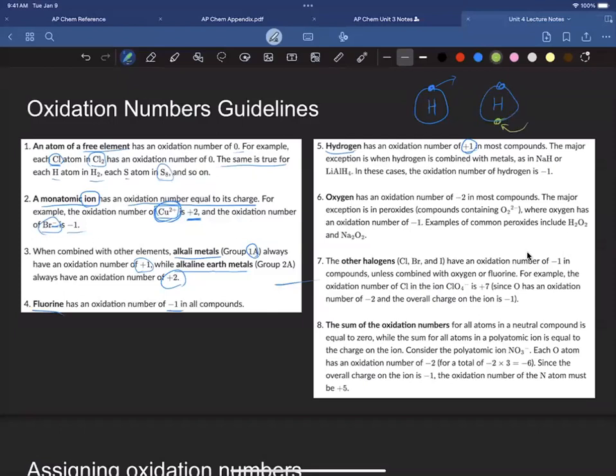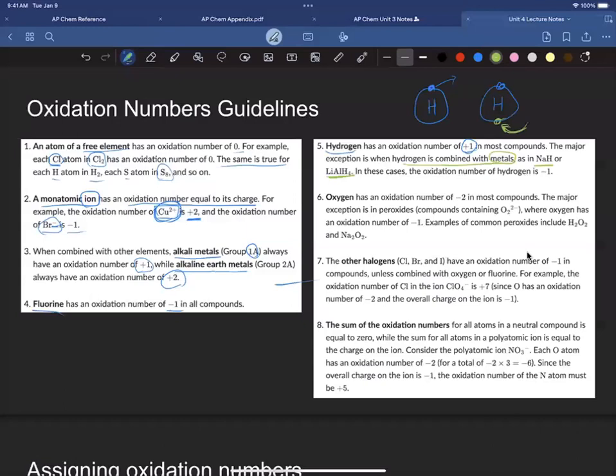So that exception is when hydrogen is combined with metals, such as NaH or LiAlH4. In these cases, hydrogen gains an electron instead of giving away an electron, right? But when it's combined with non-metals, usually it would give away electrons. And that's because of electronegativity, right? Non-metals usually have very high electronegativity due to a high number of protons.